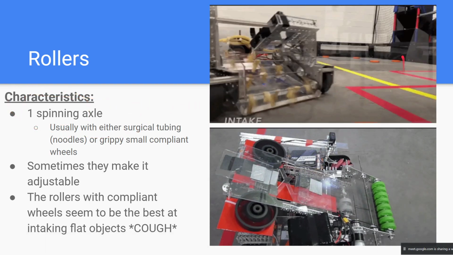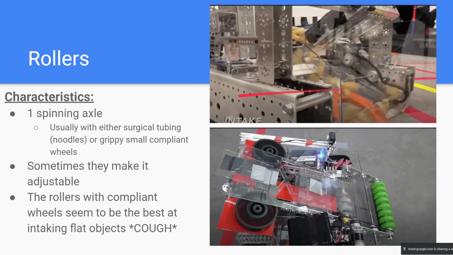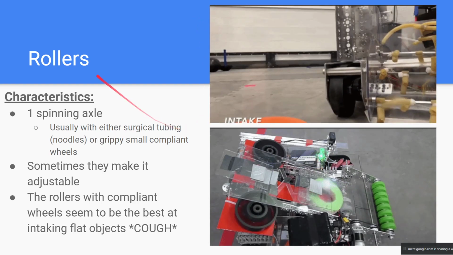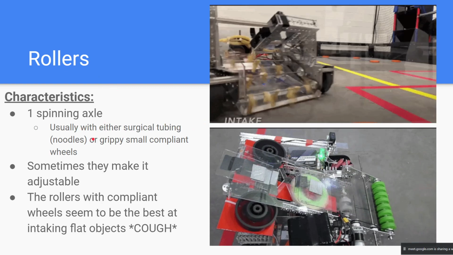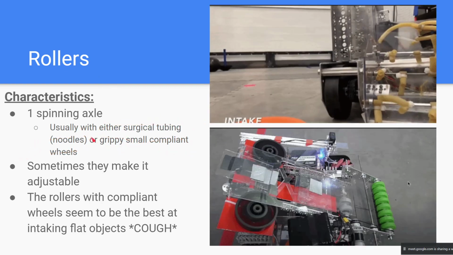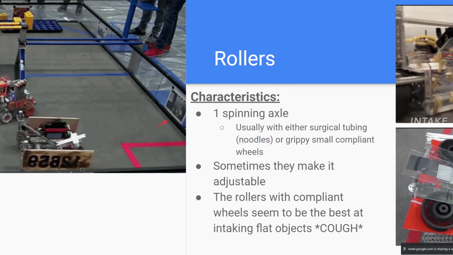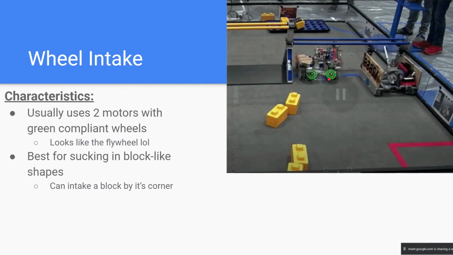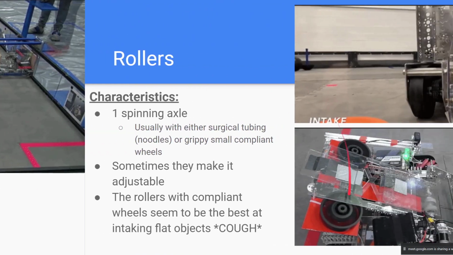This one has multiple. Yeah, it could be multiple to kind of guide it up. And then usually there's either surgical tubing or the green compliant wheels on it. So like kind of like these wheels. However, there's a smaller version. So yeah, it's right here.